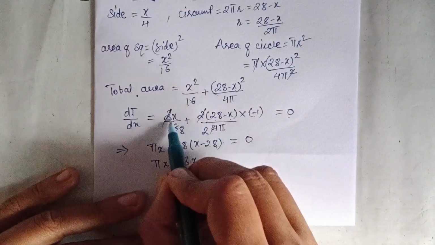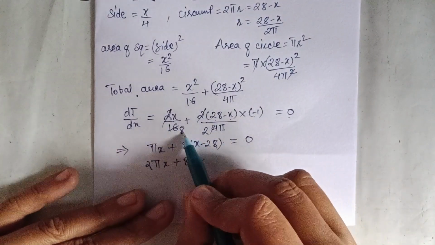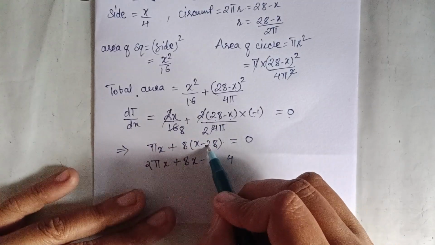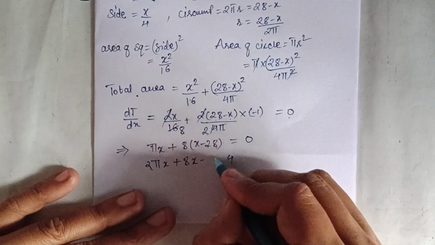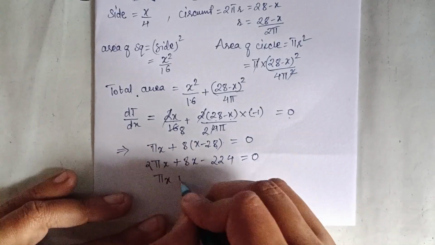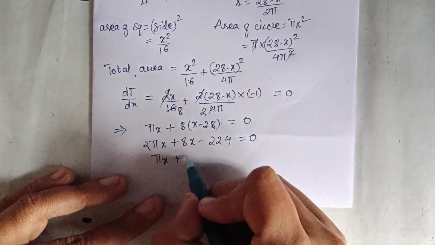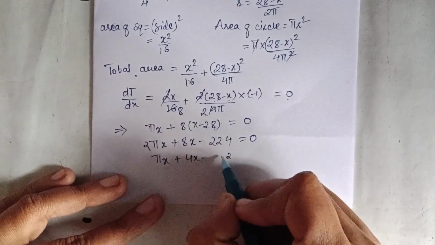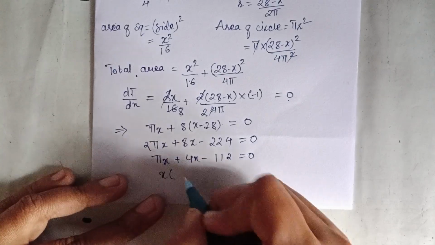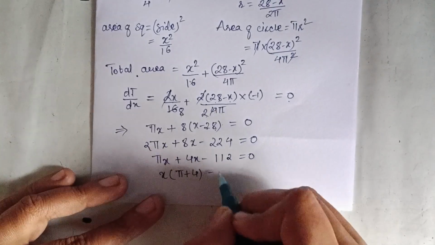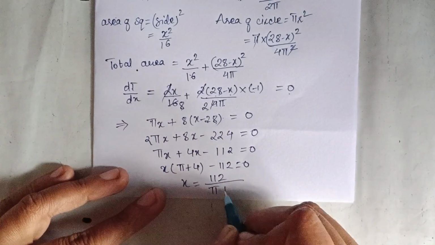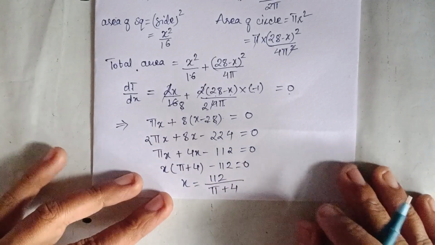This is 2 pi into x, so 2 pi x. 64, 24. Okay, dividing by 2. The whole equation you have to divide by 2. So from this, x(pi plus 4). So x is equal to 112 divided by pi plus 4. Correct?